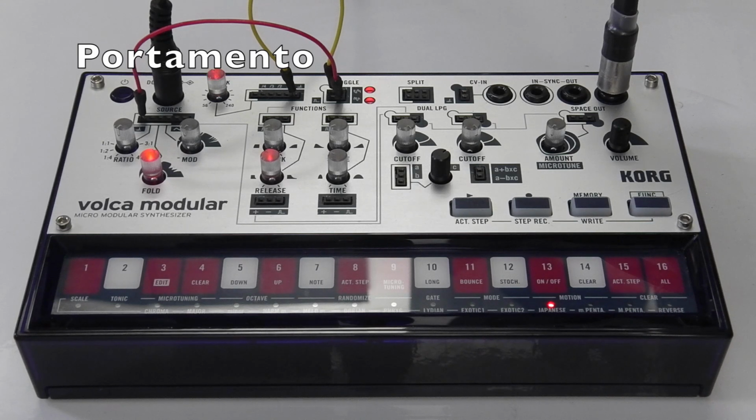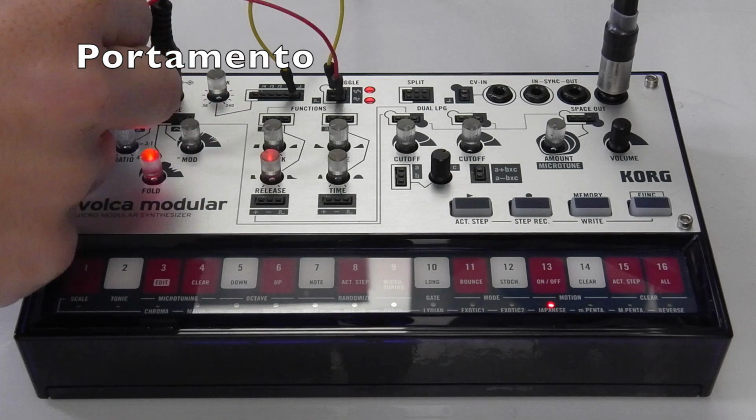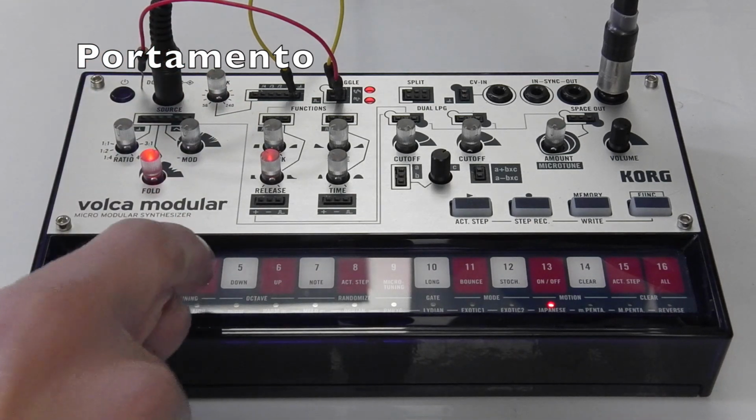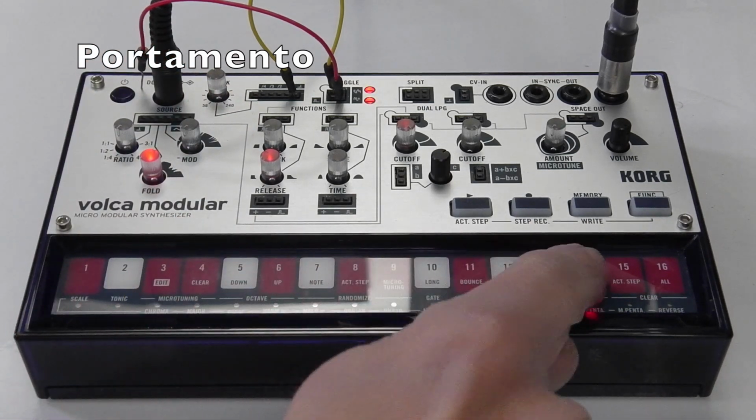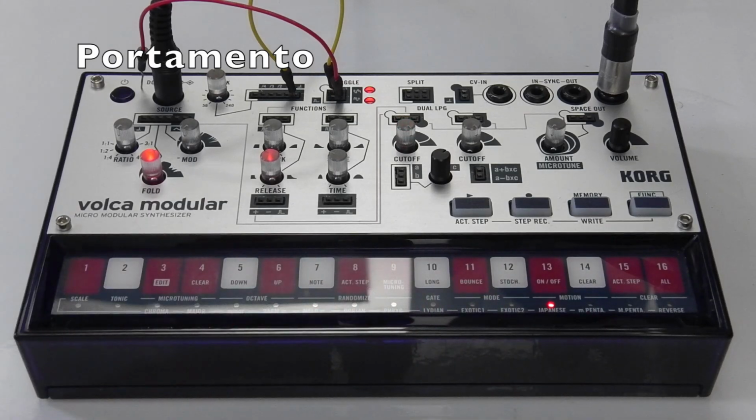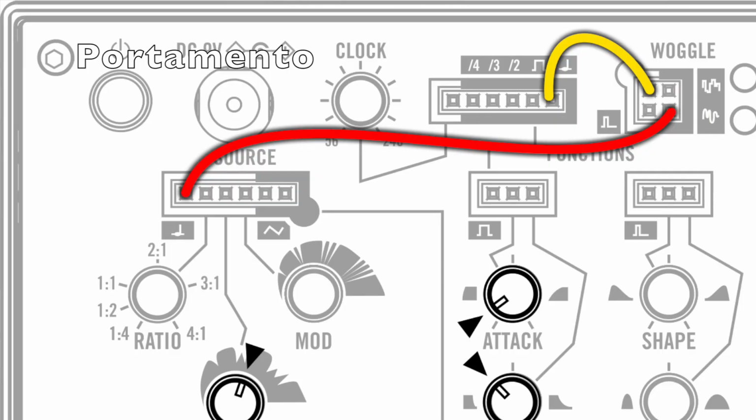Now you might think that's just a very roundabout way of doing what would happen anyway if we just played a note. However, because we're going via the woggle smooth output, not the woggle stepped output, this means that the pitch of the note will slide from the previous note to the new note.